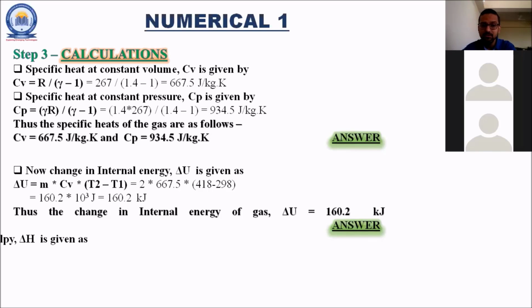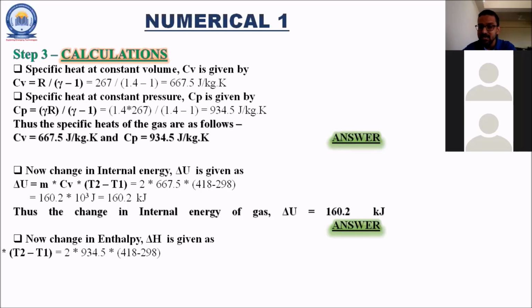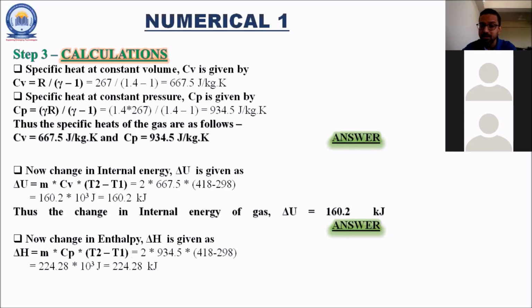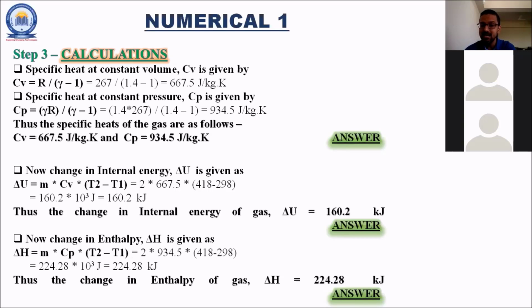Now friends, moving further, calculating the change in enthalpy, that is delta H. Standard relation, delta H is equal to m Cp into T2 minus T1. We are already knowing all these values, substituting in the equation. We are getting this answer, that is 224.28 kilojoule. So this is my final answer, that is the change in enthalpy of the gas, delta H is equal to 224.28 kilojoule.